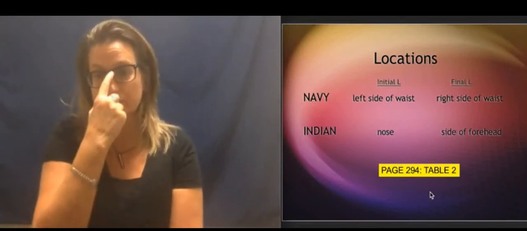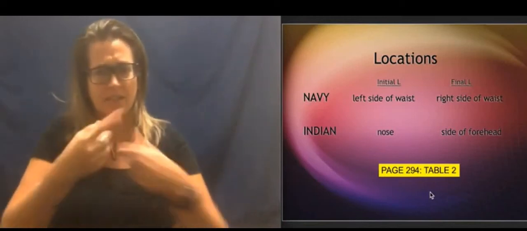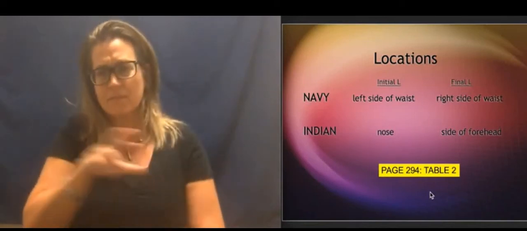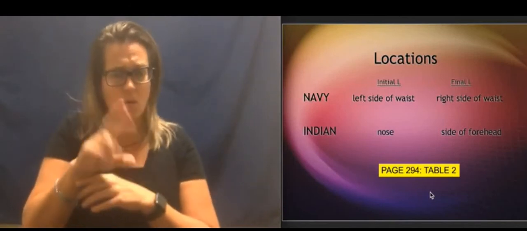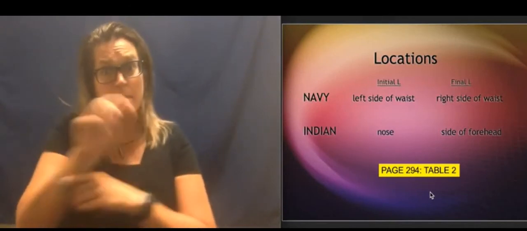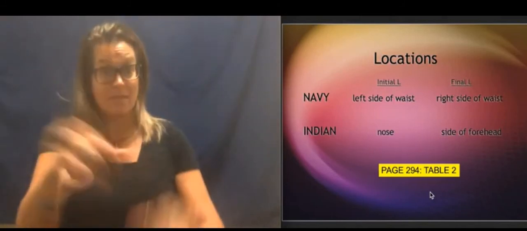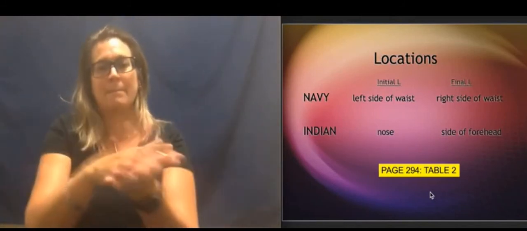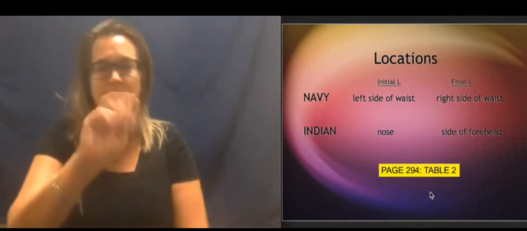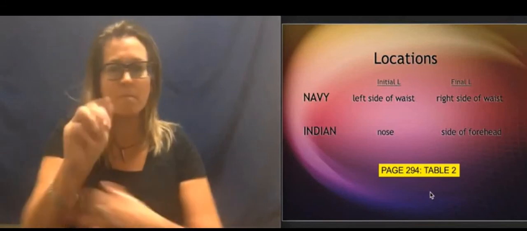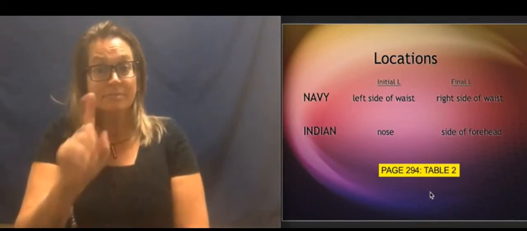So this is on page 294. I want you guys to talk about it in group, how you sign Navy, starting from the left side of the waist and identifying whether or not there's movement holds, or you can decide that. And that's how we'll indicate whether or not you were in the discussion. Just following the movement hold model.